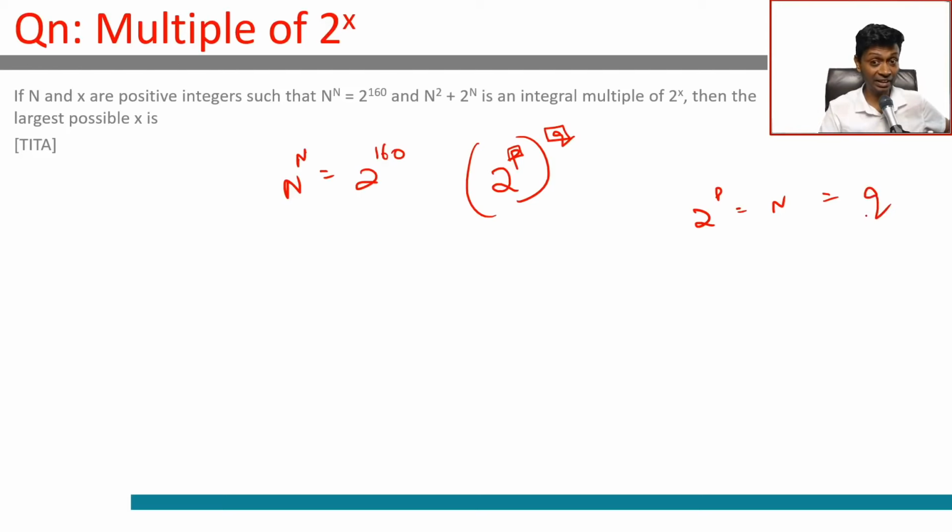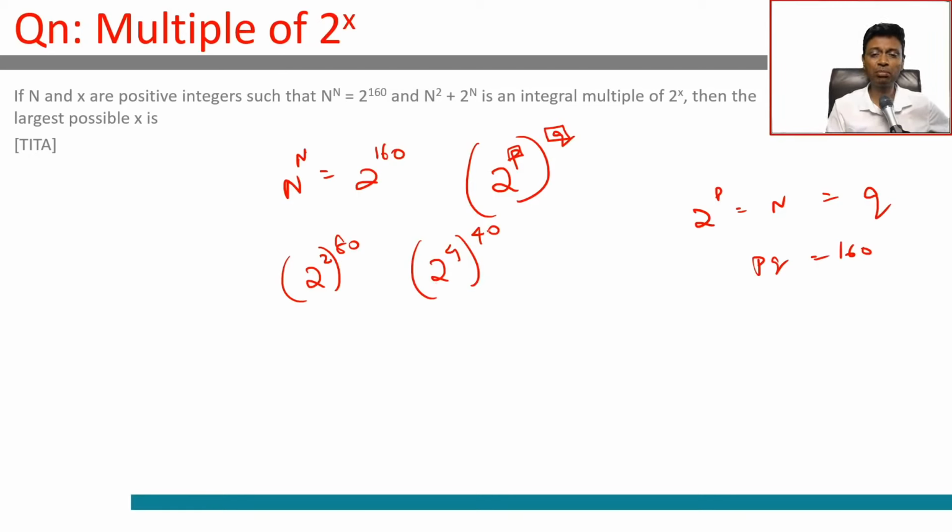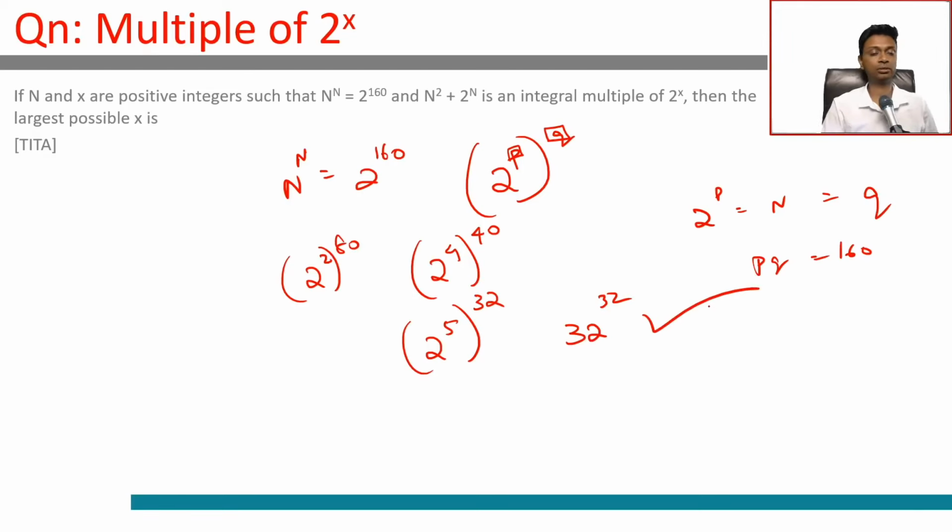Fine, so that's the idea here. P into q is 160. If you write this as 2 square whole power 80, this is 4 power 80. That doesn't work. I cannot write this as 2 cube whole power something. I can say 2 power 4 whole power 40. 2 power 4 is 16, 16 power 40. That doesn't work. 2 power 5 whole power 32. 2 power 5 is 32, 32 power 32. Done. So n is equal to 32.